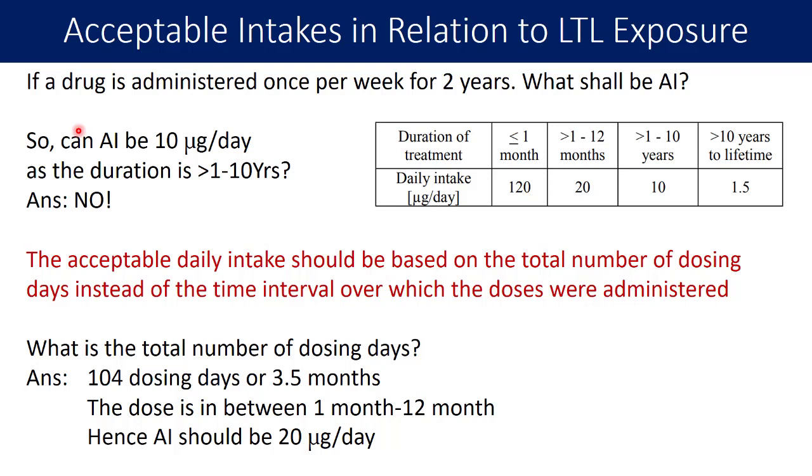Earlier I asked, can acceptable intake be 10 micrograms per day? I was assuming this with the 1 to 10 years of exposure period. And then I realized that it is not daily exposure, but the exposure only happens once a week. Hence for 2 years, the total number of dosing days will only be 104 dosing days or 3.5 months. And if I calculate the allowable daily intake for 3.5 months, which falls under the category greater than a month but less than 12 months, then 20 microgram per day acceptable intake will be allowable.